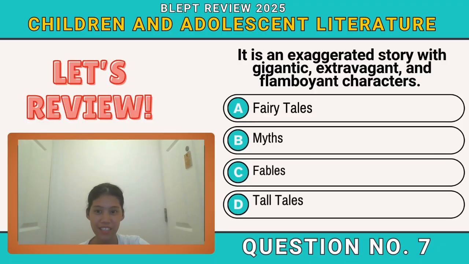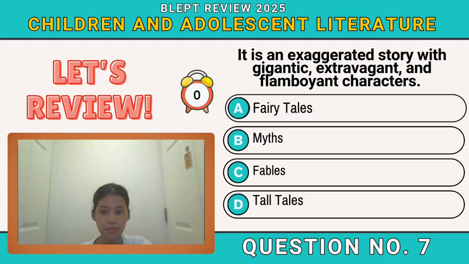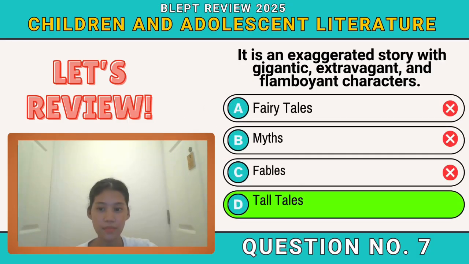Question number 7. It is an exaggerated story with gigantic, extravagant, and flamboyant characters. Letter A, fairy tales. Letter B, myths. Letter C, fables. And letter D, tall tales. You have 10 seconds to answer this question number 7. So the answer is letter D, tall tales.